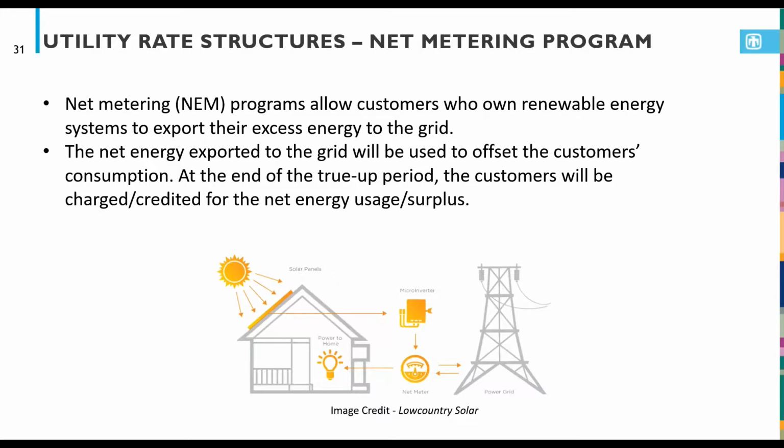Other than the above rate structures, the utilities also introduce net metering programs. As more and more customers own rooftop or on-site PV systems, these programs allow the customers who own renewable energy systems to export their excess energy to the grid. The net energy exported to the grid will be used to offset the customer consumption, and at the end of the true-up period, the customers will be charged or credited for their energy usage or surplus.